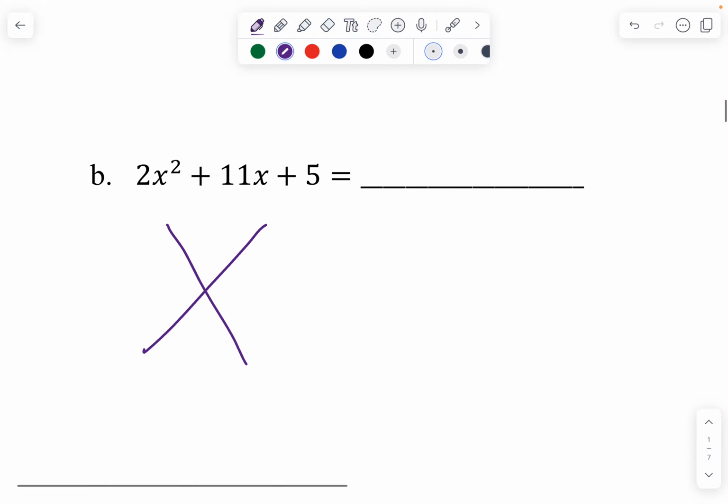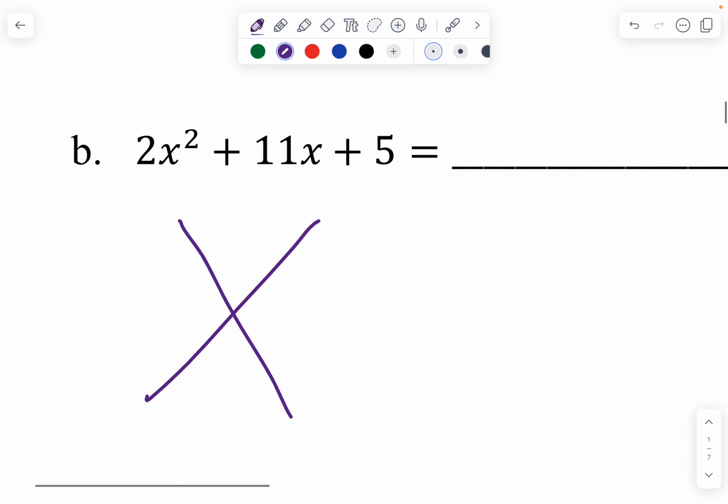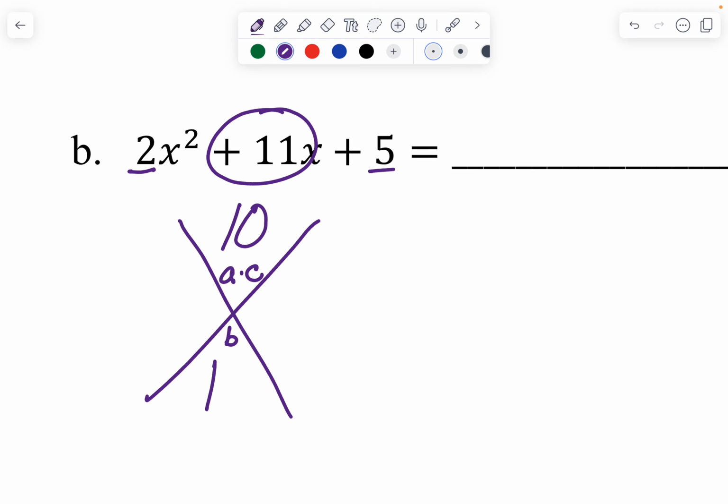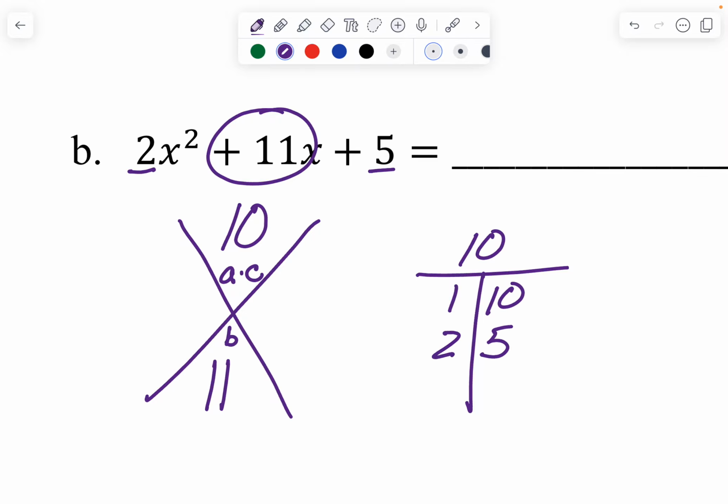With letter B, doing the whole X diamond, remember this top one is always going to be A times C. So 2 times 5 is the number that goes on top. Then our bottom one is going to be our B. That's the positive 11. And you want to figure out 2 numbers that multiply together to be 10 that add up to be 11. If you need to write out all the factors of 10, you can. 1 times 10, 2 times 5. There are no others. And which of those add up to be 11? It's 1 and 10.